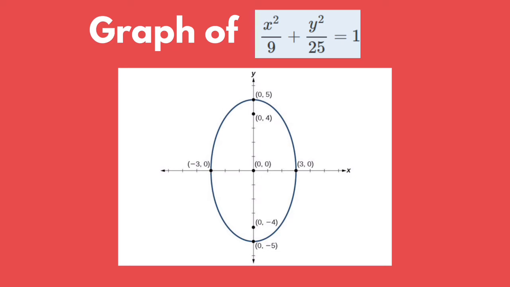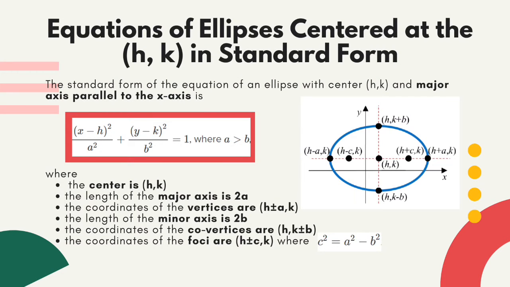The standard form of the equation of an ellipse with center h, k and major axis parallel to the x-axis is x minus h squared over a squared plus y minus k squared over b squared equals 1, where a is greater than b. The center of the ellipse is h, k, which can already be seen on the equation. The length of the major axis is still 2a, and the minor axis is 2b.